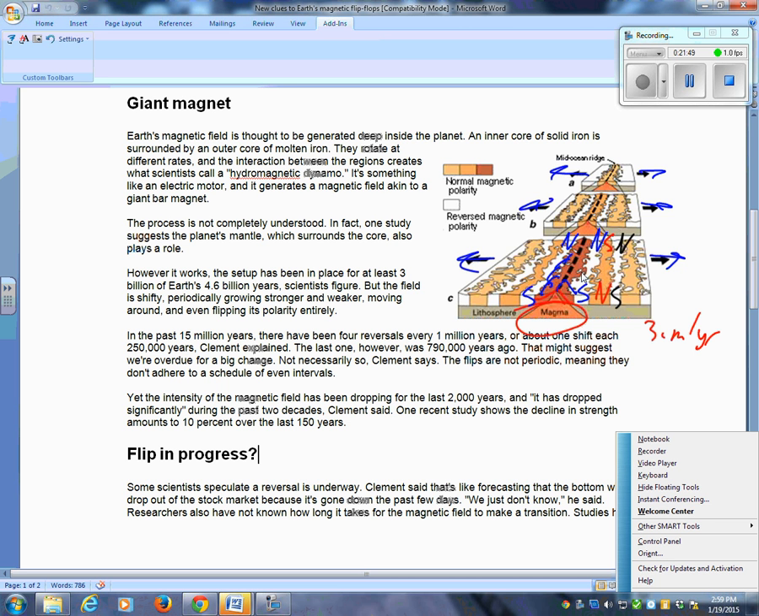But overall, they can tell, and that's how they know when all these reversals have happened, because they know that the plates are moving apart about 3 centimeters a year, and they measure how wide that stripe is, right? And then they can just do a little simple math and tell you how long it'll happen. That adds up. Does that kind of make sense?